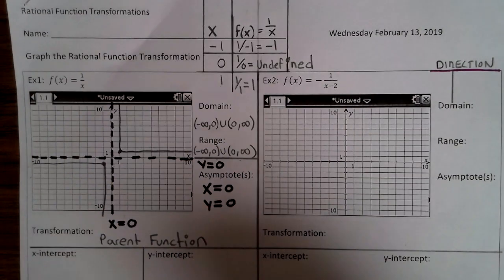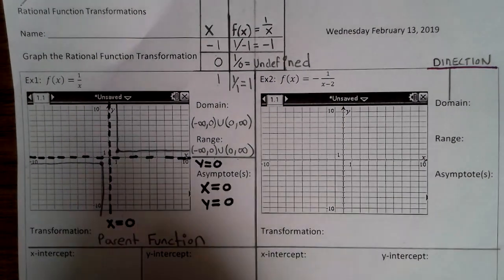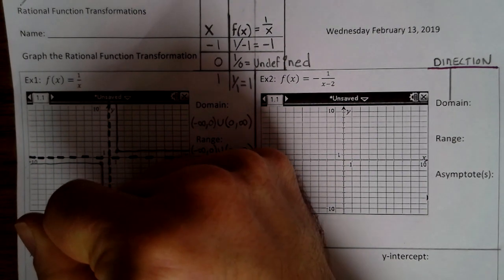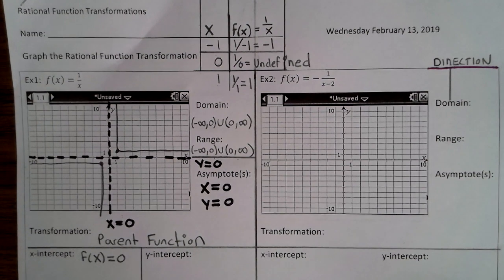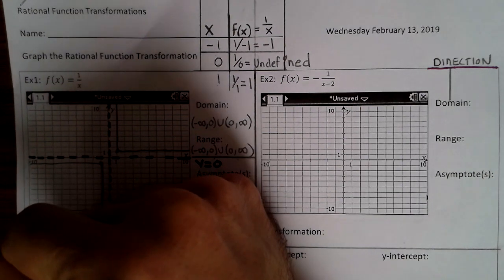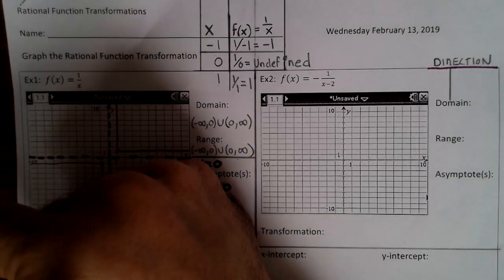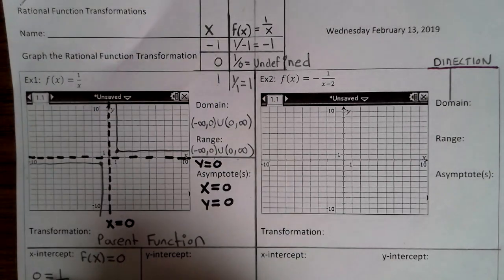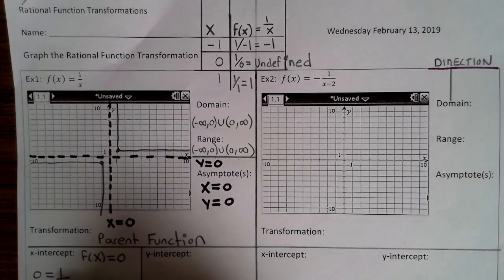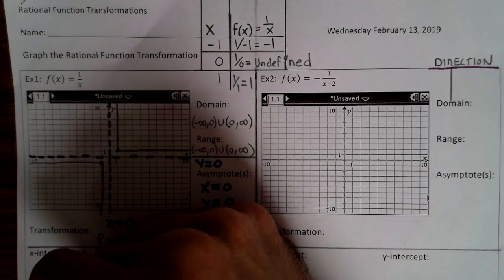Now, if it's an x-intercept, f of x equals 0. So that means 0 equals 1 divided by x, and we need to solve for x. When you do that, cross multiply: 0 times x is 0, 1 times 1 is 1. 0 does not equal 1, x disappears, so there are no x-intercepts.